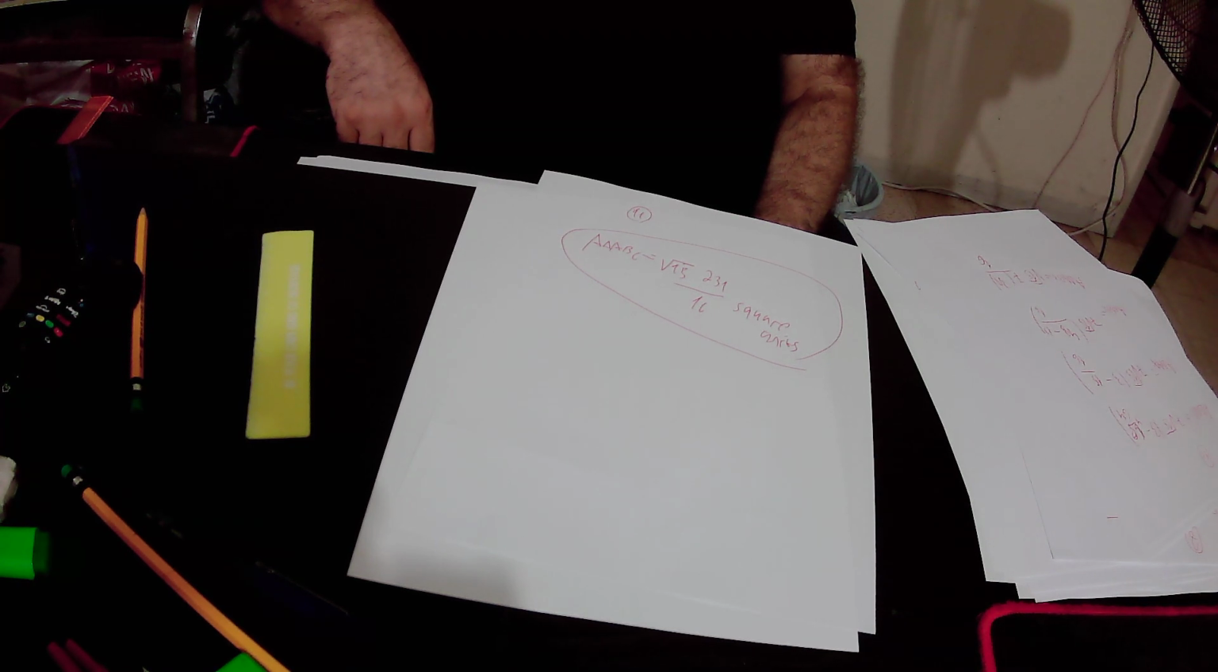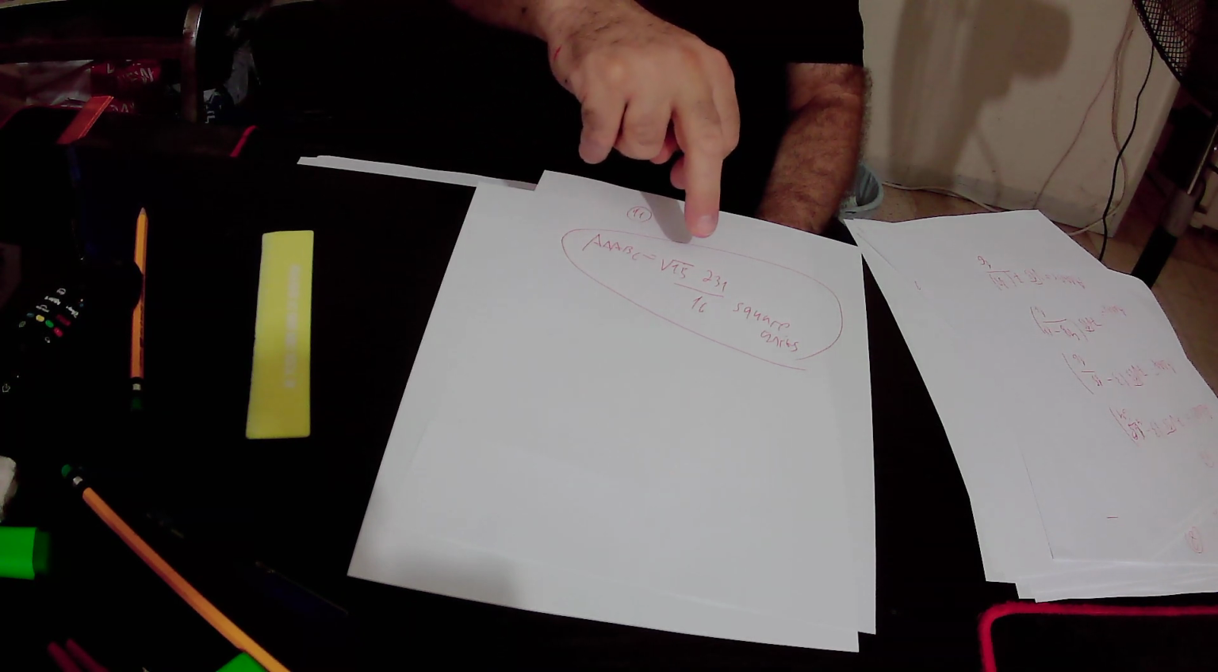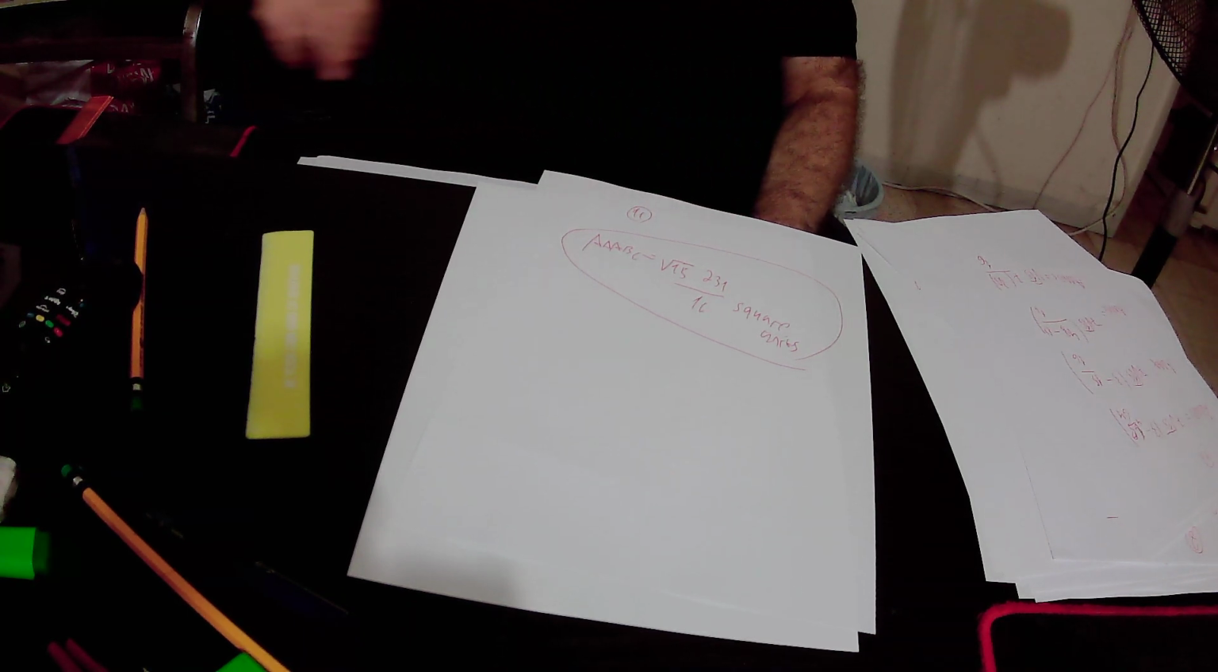Okay, so that is the final answer. We found out in the second method that the area of triangle ABC equals 15 times 231 over 16 square units. Okay, thank you very much.